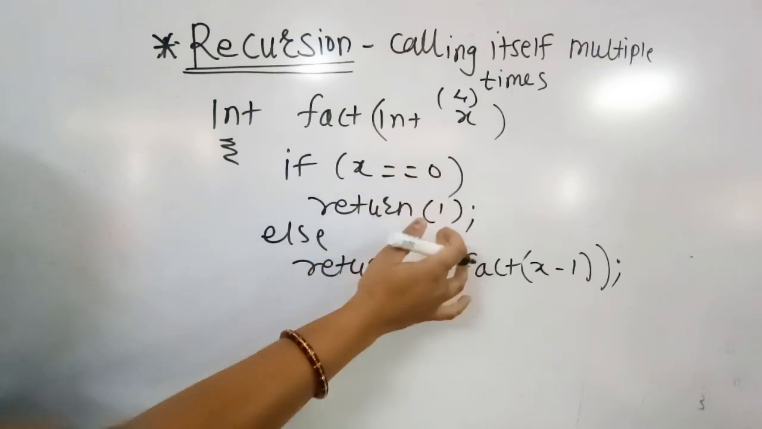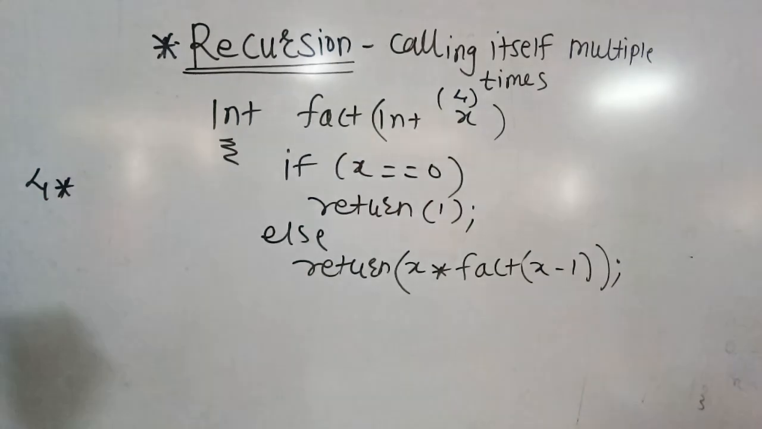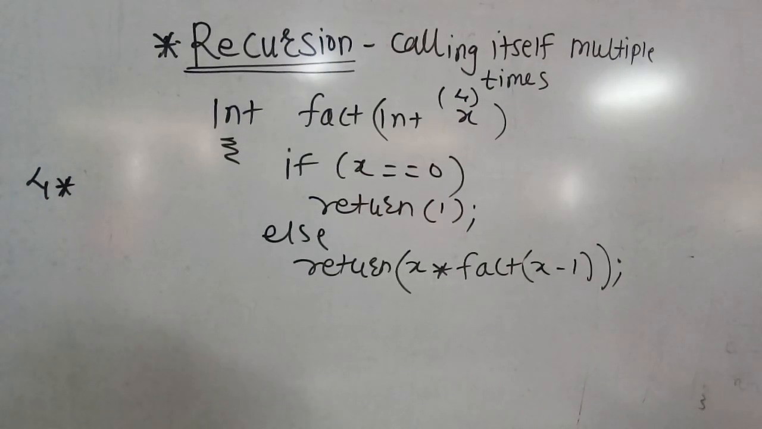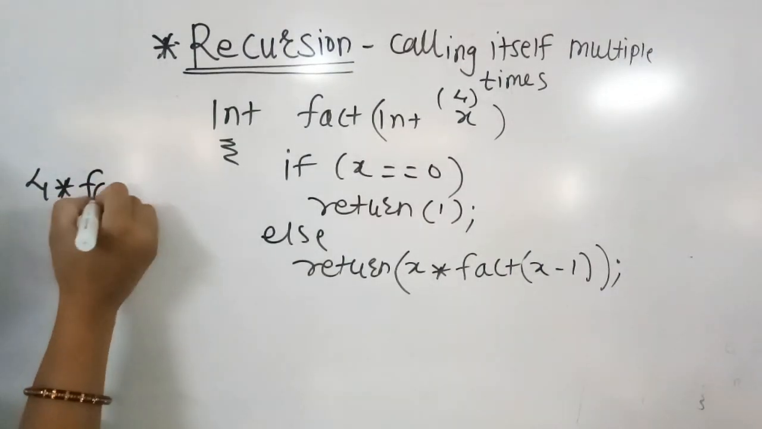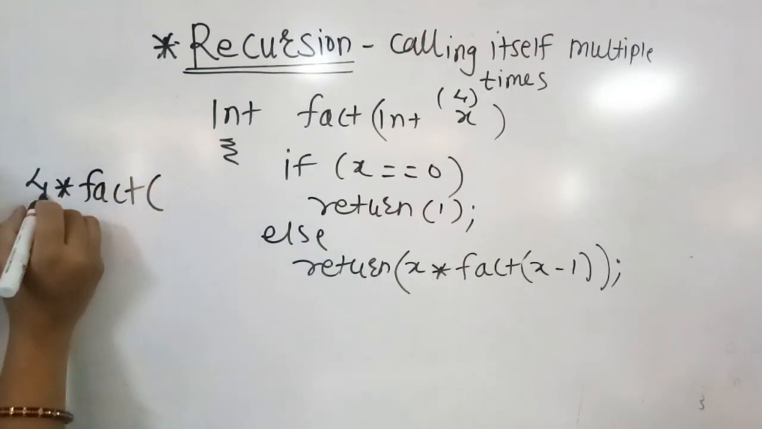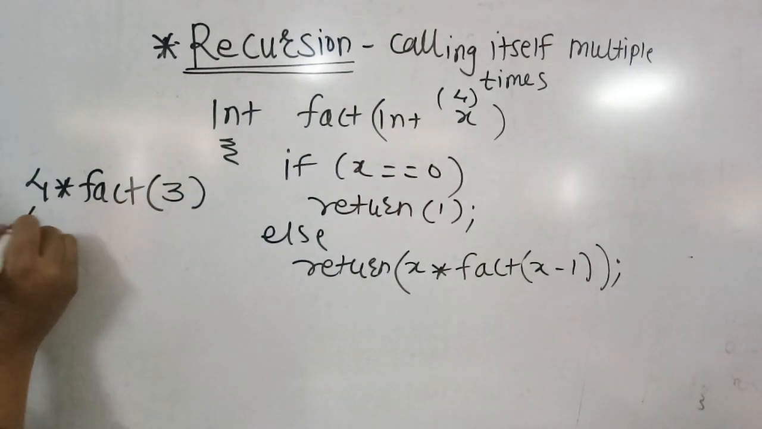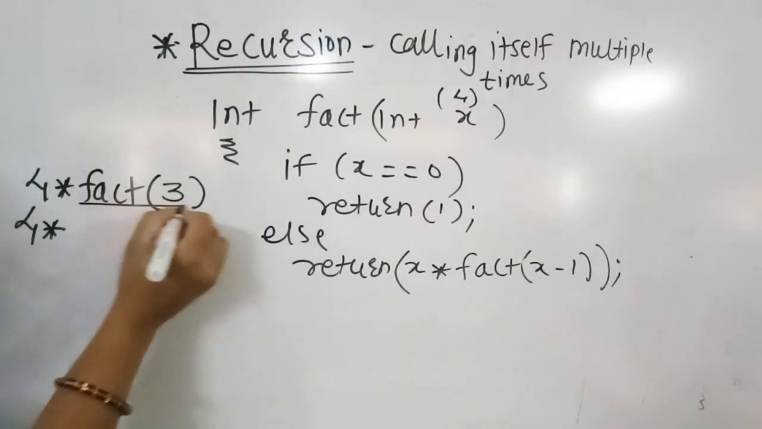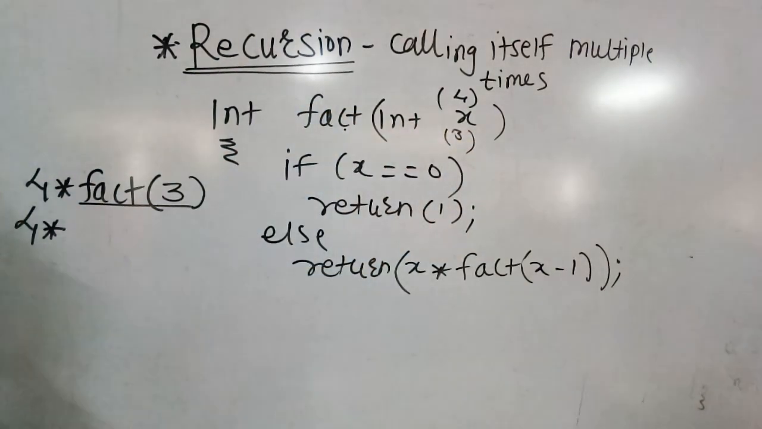If it is 0, no, then it will go to the next one, that is 4 into fact of x minus 1, meaning it again calls the function with x minus 1. So here 4 minus 1 is 3. Now 4 will stay as it is. It will again go to the same function factorial, and now here it will put the value of x as 3.